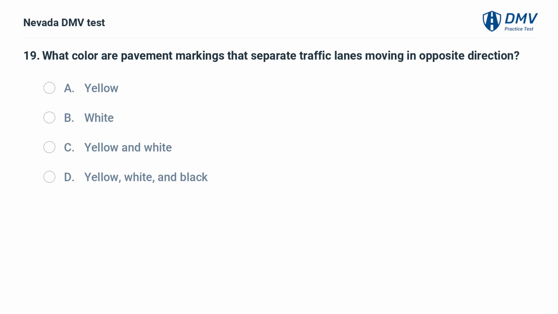What color are pavement markings that separate traffic lanes moving in opposite direction? A. Yellow. B. White. C. Yellow and white. D. Yellow, white, and black.